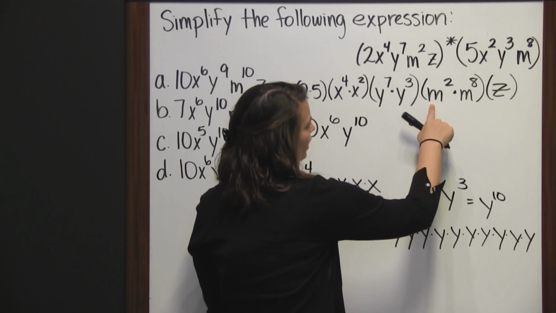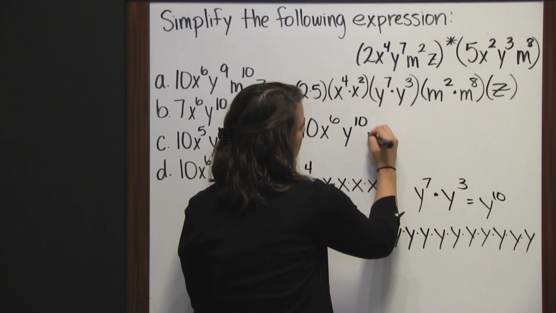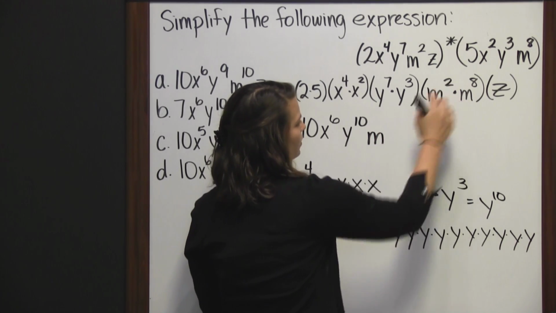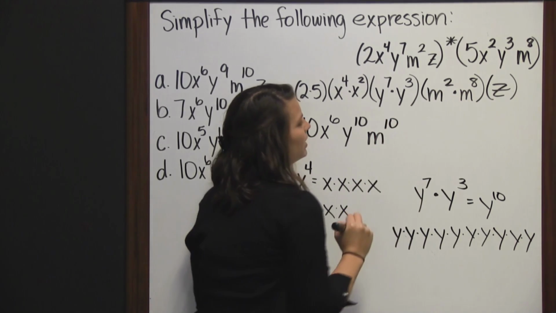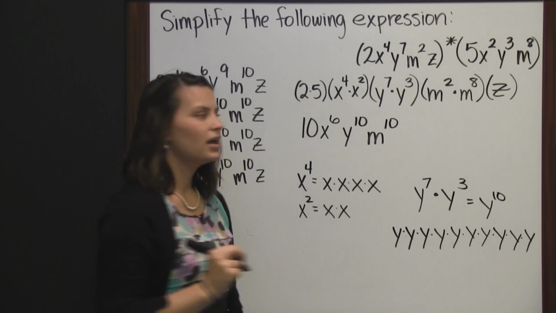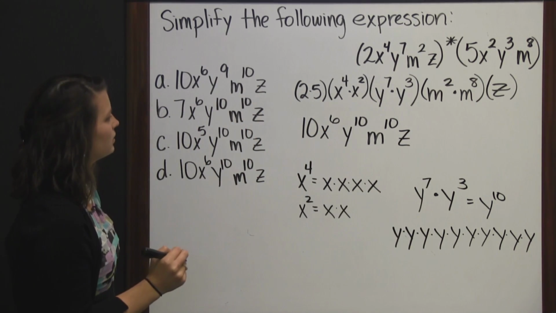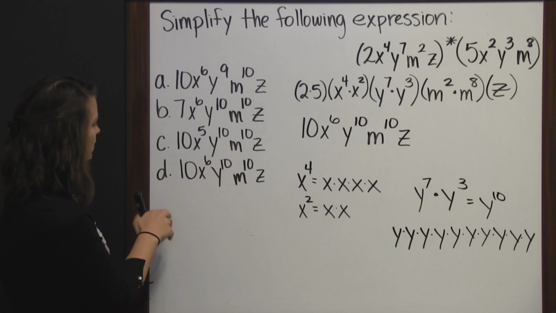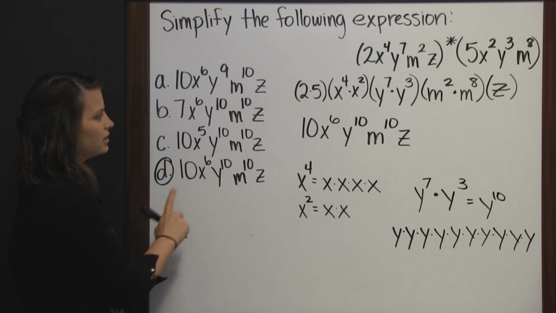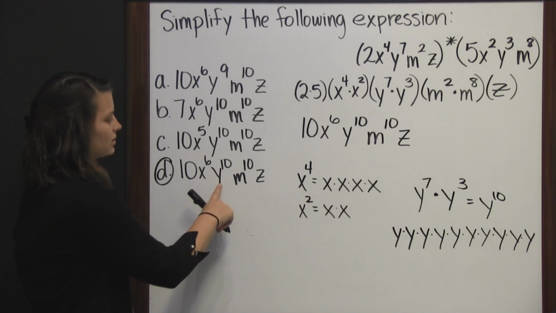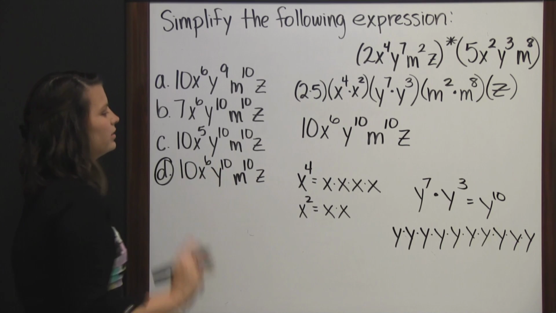Then we have m squared times m to the 8th. Same concept. Again, we're going to add our exponents, and we get m to the 10th. And then finally, times z. So that means our answer is D: 10, x to the 6th, y to the 10th, m to the 10th, z.